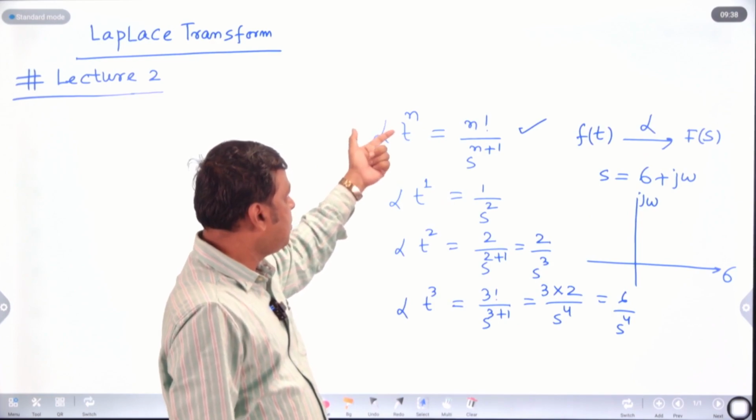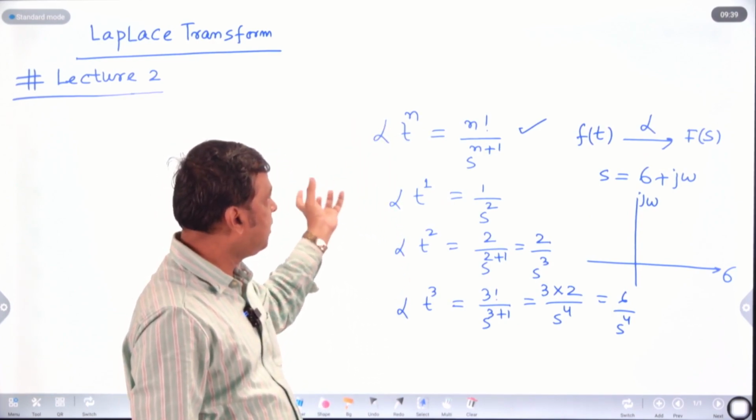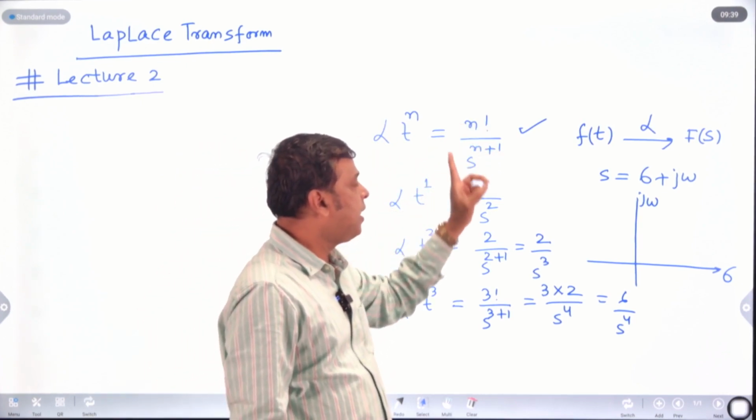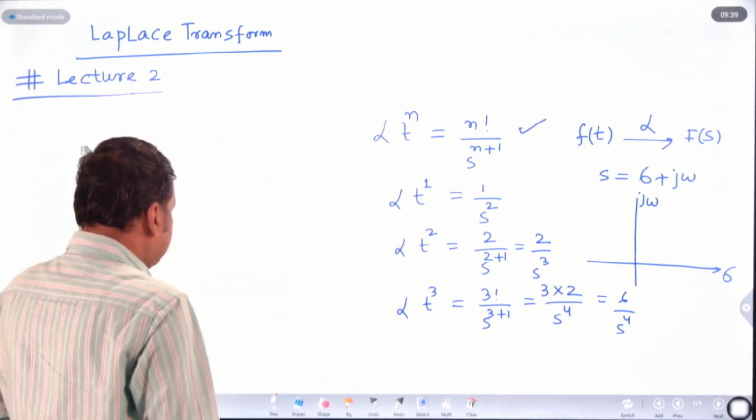So for t to the power 1, t to the power 2, t to the power 3, or t to the power any number, we can use this formula: factorial n by s to the power n plus 1. I already told you this in your previous class.